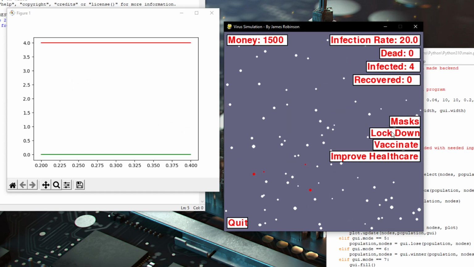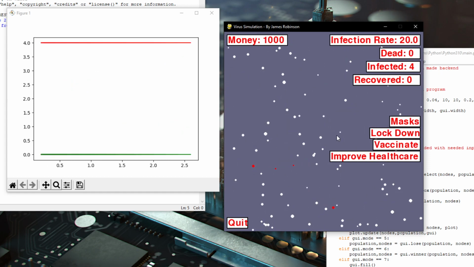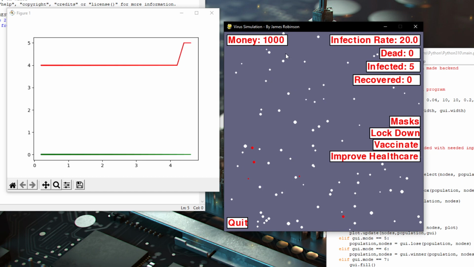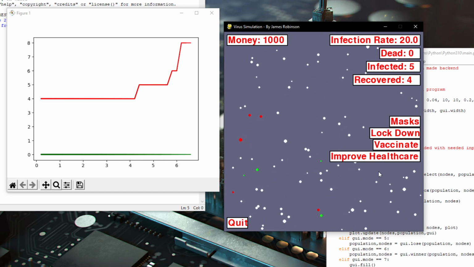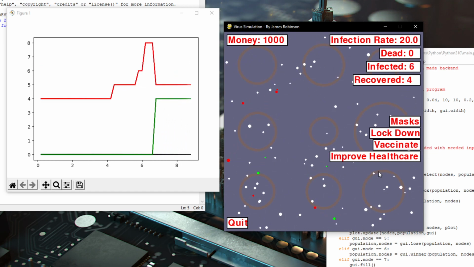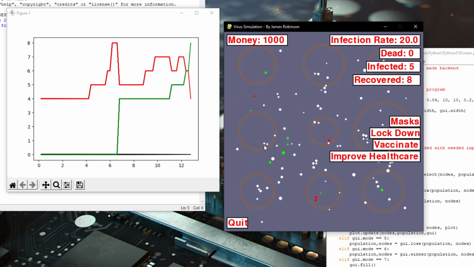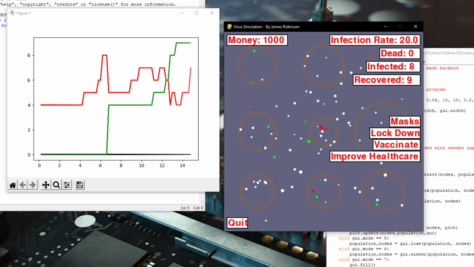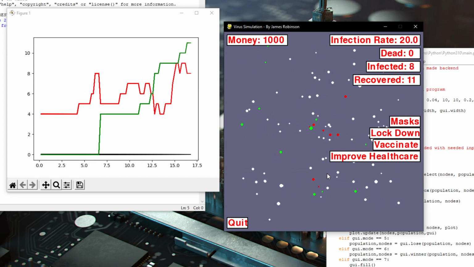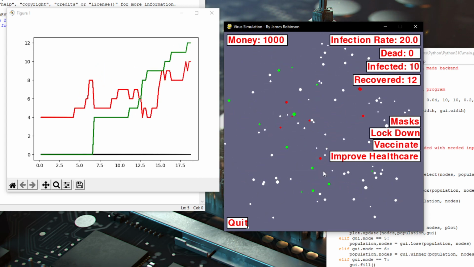So I accidentally clicked back. If I improve healthcare, for example, that's going to reduce my money by a lot. But what improved healthcare does is it increases the recovery speed. So now people who are infected will recover much faster because they have access to better healthcare. Now, this is one of the strongest things. It costs a lot of money, but it means that people have less time to spread the infection.